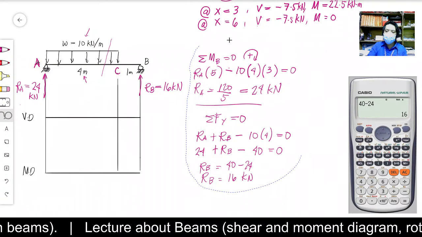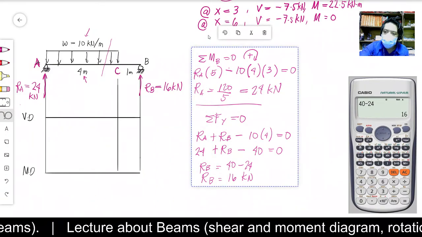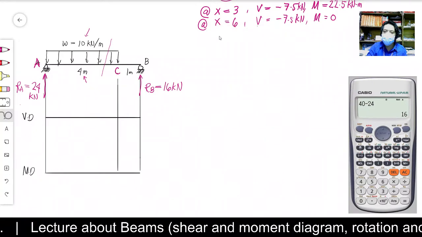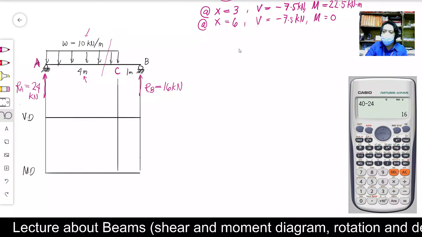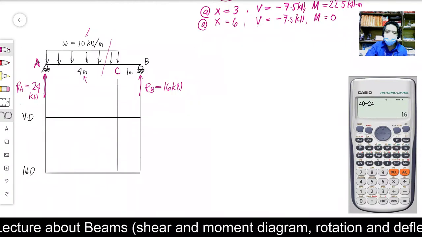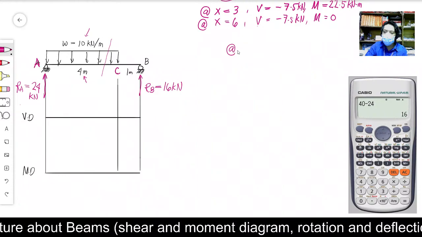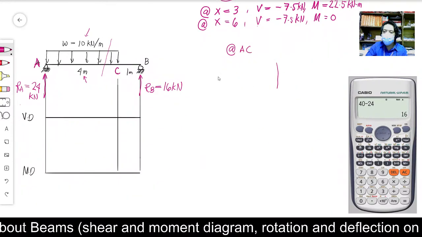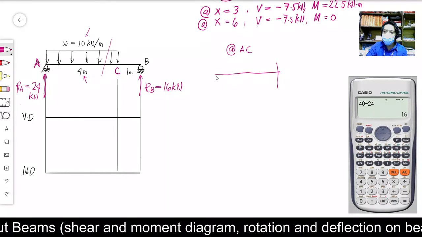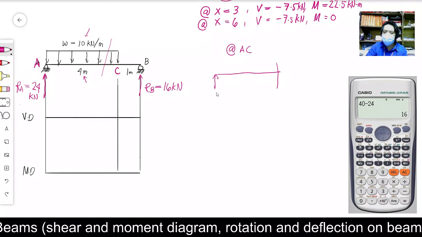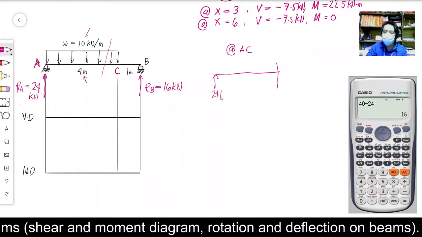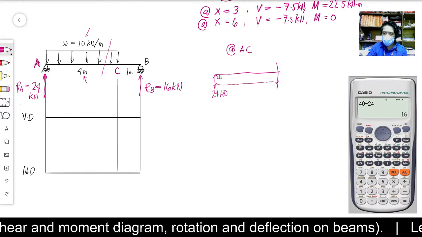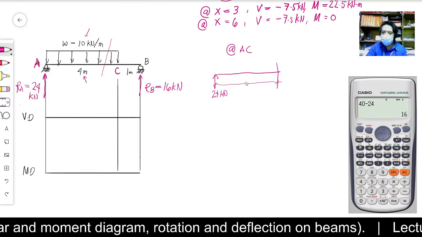So let me erase this one. Okay, so we already have the reaction. Now, pass a cutting plane, then we are at segment AC. So this is your cutting plane, and this is your beam. And of course, you have here the reaction, and that is 24 kilonewton. And the distance of that force to the cutting plane is X.